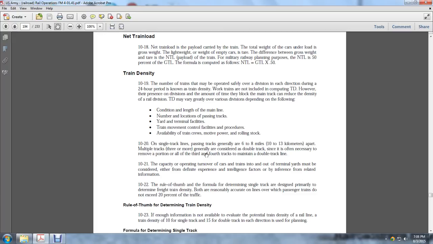On single line tracks, passing tracks generally are 6 to 8 miles apart, and multiple tracks are generally considered as double tracks, since it often is necessary to remove a portion of the third and fourth tracks to maintain a double track line. The capacity of operation, turnover of the cars of the train in terminal yards, must be considered, either from definite experience, intelligence factors, or inferences from related information. 1022, the rule of thumb formula for determining single track freight train density, is reasonably accurate on lines where the passenger trains do not exceed 20% of the traffic.